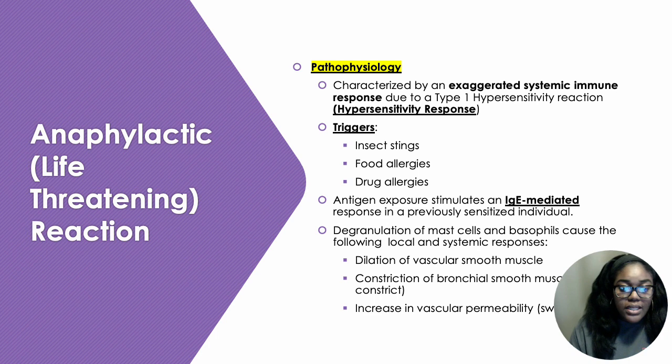Ultimately, you do see the degranulation of mast cells and basophils that cause systemic and local responses. You have the dilation of vascular smooth muscle, which means that the blood pressure is going down. You have the constriction of the bronchial, which is in the lungs, smooth muscles. So that means that your lungs are constricting. That's an airway problem. And then you see an increase in vascular permeability, which you will see that swelling in the individual. So again, all three of these things would lead to a life-threatening emergency, and it does need to be taken care of and treated immediately because of that.